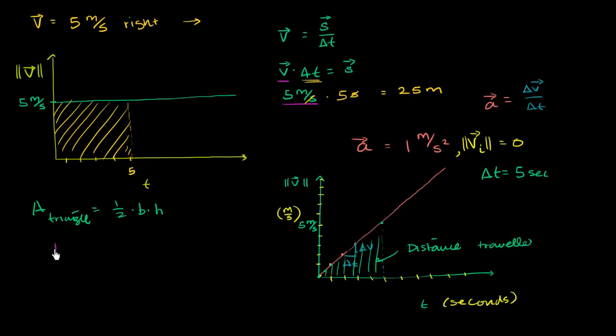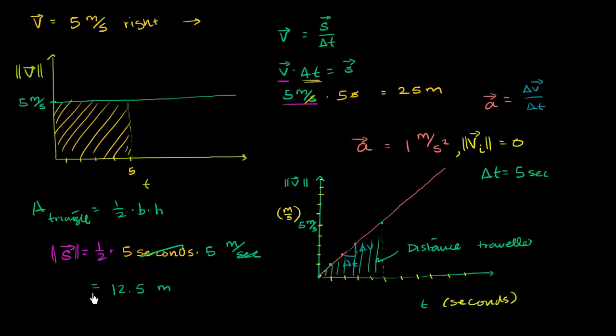So the distance traveled in this situation, or I should say the displacement, just because we want to make sure we're focused on vectors, or I should say the magnitude of the displacement, which is the same thing as the distance, is going to be 1/2 times the base, which is 5 seconds, times the height, which is 5 meters per second. The seconds cancel out with the seconds, and we're left with 1/2 times 25 meters, which is equal to 12.5 meters.